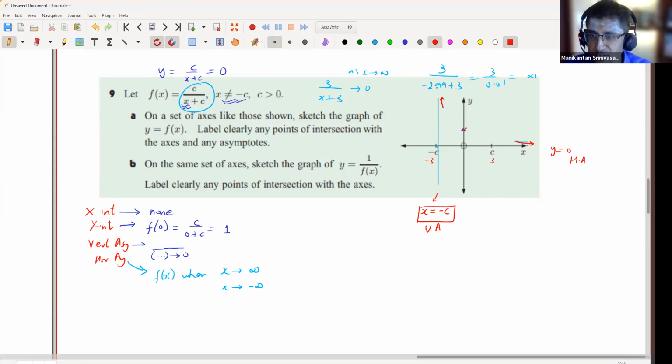And similarly, to the left of -3, at -3.01, it'll approach minus infinity. So it's going to go like this.